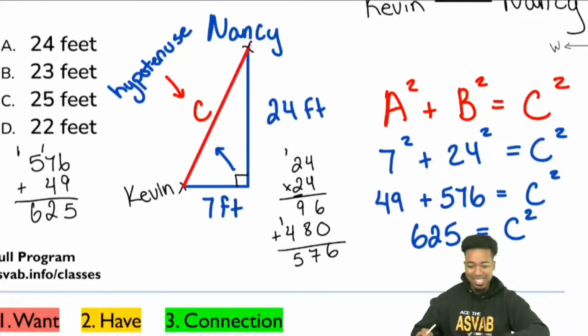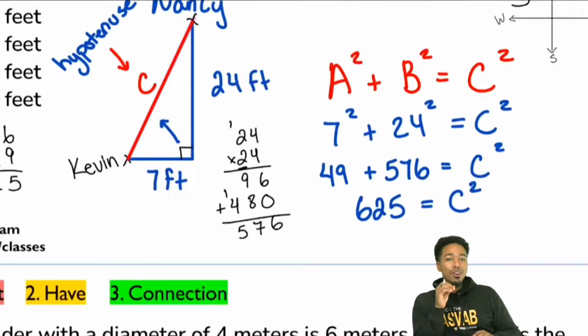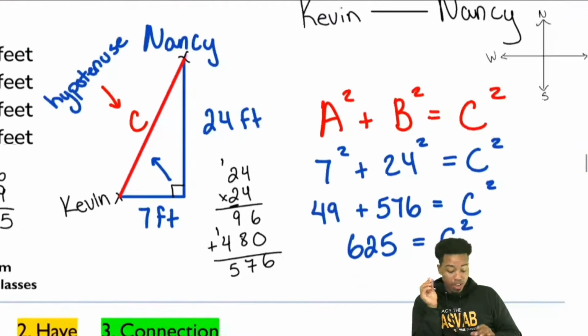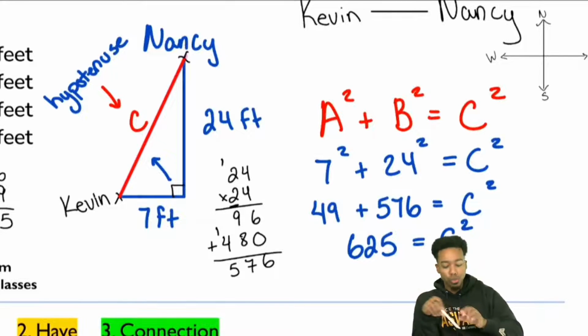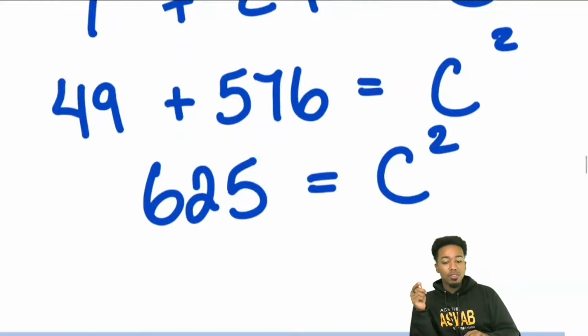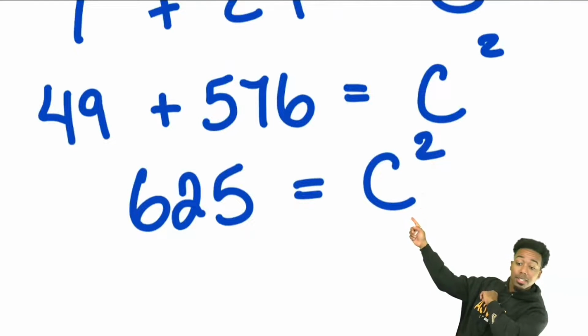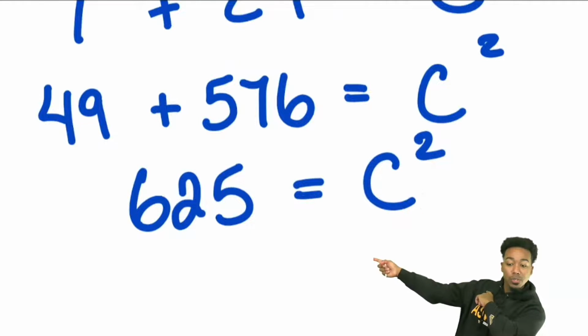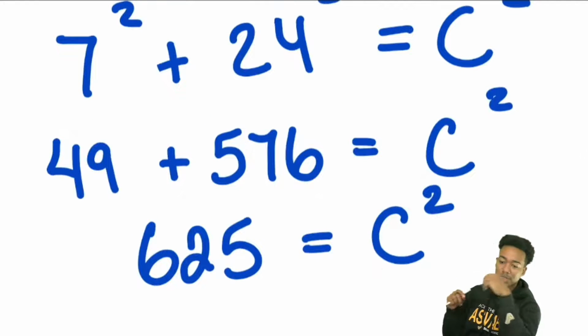625 equals c squared. So here's the neat part of this problem. 625 is not the answer. The answer is what times itself will give you 625. Does that make sense to you, yes or no? Again, 625 equals c squared. What that means is some number times itself is going to give you 625. Does that make sense? And again, we got the 49 because 7 squared, 7 times 7.